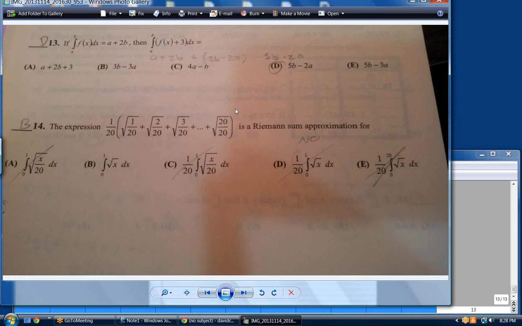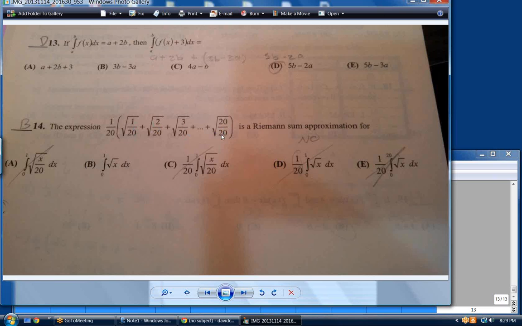Let me think about this for a second. I see how she gets 1. This final term is 1. But I don't understand how all these other terms are going to be square root of x as x goes from 0 to 1. Okay, well that's almost 0. That's 1/20th. So 1/20th would be the first term, 2/20ths would be the second, 3/20ths, up to 1.